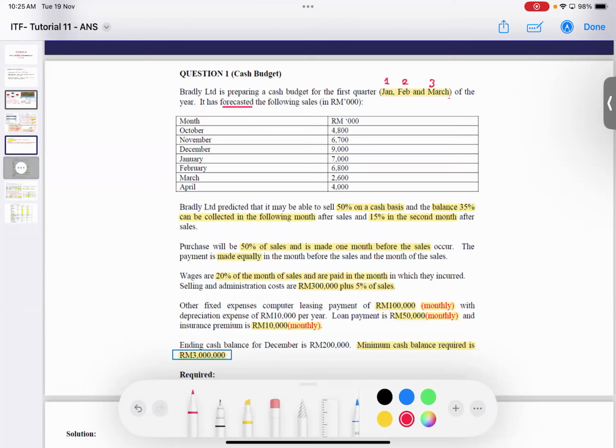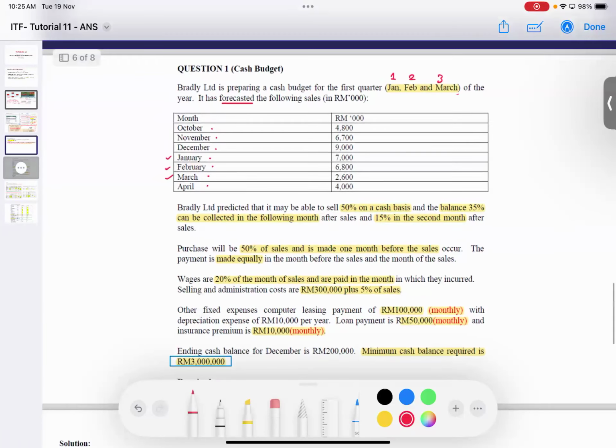Okay. So you have the sales for October, November, December, January, February, March, April. Although our focus is only January, February, and March, sometimes you will need the information from the other months as well. First of all, Bradley Limited predicted that it may be able to sell 50% on the cash basis, 35% are collected in the following month, and 15% in the second month. So you see, you will receive some money in the subsequent months, not everything in 1 month itself.